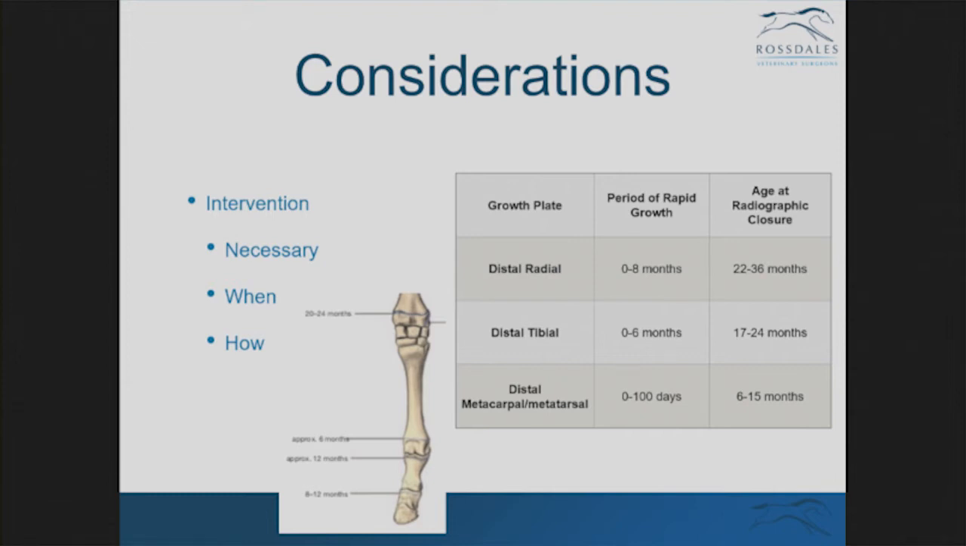But the upper growth plates, so the distal radial and distal tibial growth plates, will be active up until 2 years of age. But we're really looking to intervene with those animals at the 10-month to 12-month-old stage. And then the fetlock growth plates close at 15 months of age, but again, we're really looking to affect those foals at that 3 to 4 month old age.